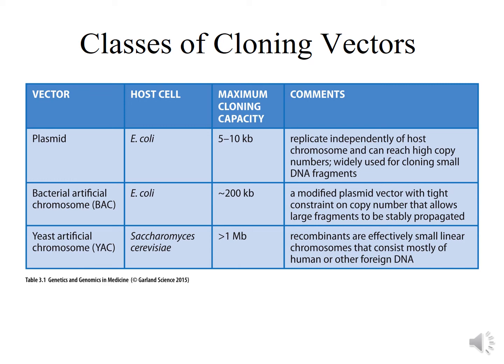Essentially, the DNA that is carried in the YAC consists of small linear chromosomes made up primarily of human or other foreign DNA. So it mimics the chromosome of the yeast, and they're linear, which is different than the BAC or the plasmid. Again, these were very useful for creating large libraries that could then be propagated in the yeast Saccharomyces cerevisiae.